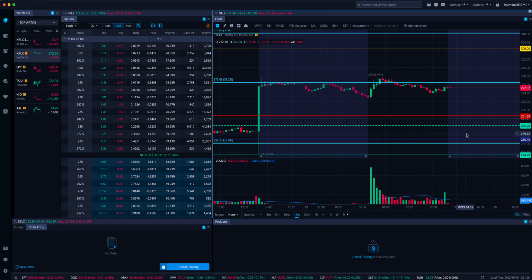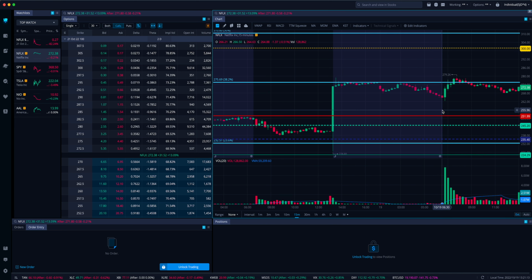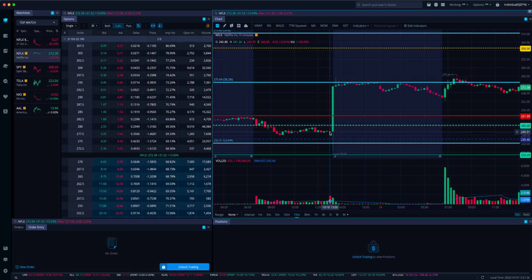So let's look at Netflix, okay? It had earnings after hours yesterday, and we can see now that the implied volatility is around 70. That's about average for Netflix, I believe. But at the end of the day yesterday, it was 160, 170, if I remember correctly. It was really elevated, over double its average, okay?